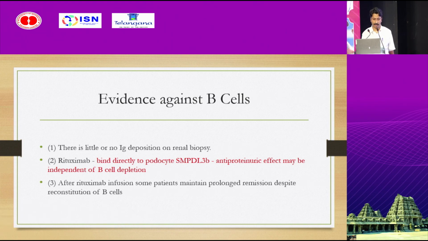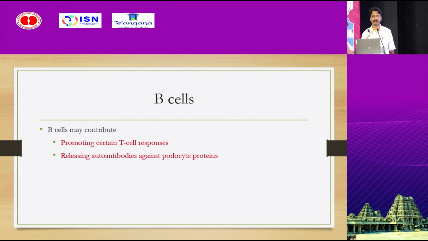This is well explained because once the B cells reconstitute after the effect of rituximab infusion is over, some patients still maintain prolonged remission after a single course of rituximab. So the B cells are postulated to play a role in pathogenesis by having some crosstalk with the T cells and promoting certain T cell responses, and B cells may also have a role in releasing autoantibodies against the podocyte proteins.